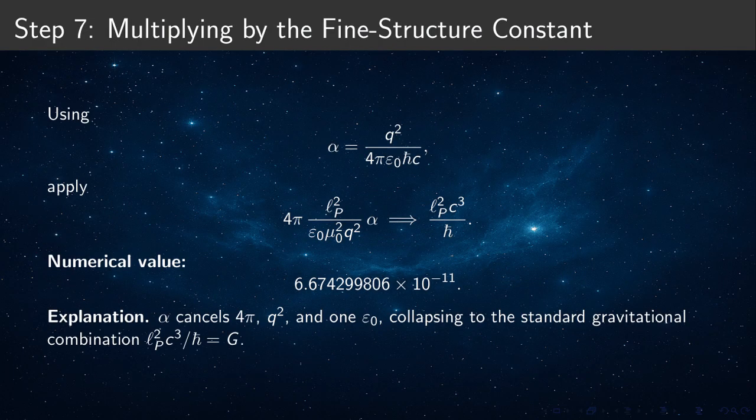Step 7. Multiplying by the fine structure constant. Now we introduce the fine structure constant, alpha. Alpha contains charge, Planck's constant, and the speed of light. When multiplied in, it cancels key terms: 4 pi, q squared, and epsilon naught. What remains is a remarkably simple expression, Planck length squared times c cubed over h bar. Numerically, this evaluates to 6.674 times 10 to the minus 11. This is exactly the gravitational constant G.